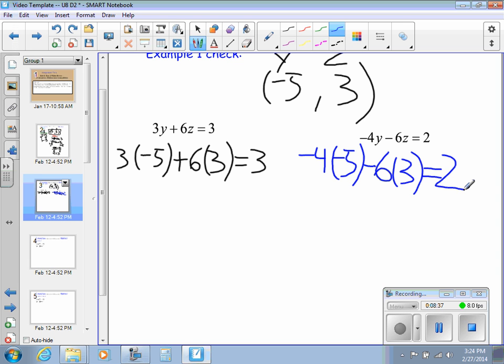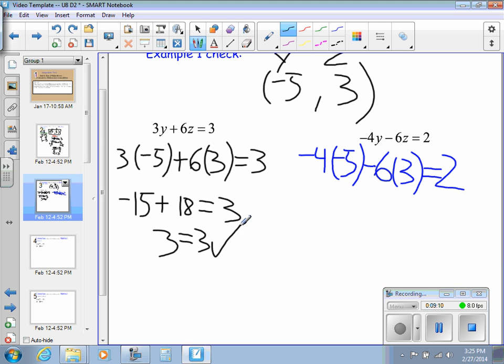Okay, so now let's come back to this equation and solve it. Well, 3 times negative 5 is negative 15. And 6 times 3 is 18 equals 3. And negative 15 plus 18, or 18 minus 15, is 3. So I have 3 equals 3. And my solution checks in this equation.